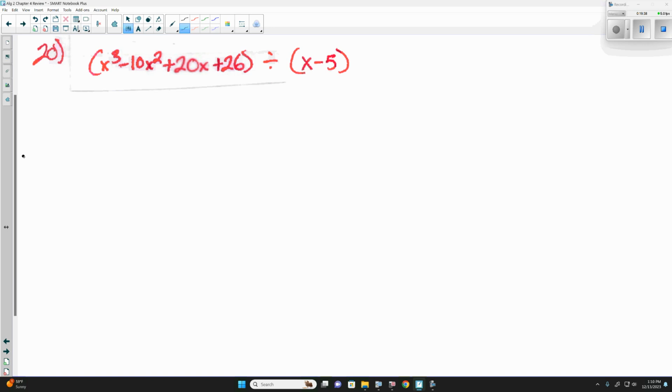Divide the 2 polynomials by synthetic or long division. So this one here, we can do this by synthetic. If we do this by synthetic division, the first thing we need to do is take what we're dividing it by, x minus 5, set it equal to 0, and then get x by itself. So x is 5.